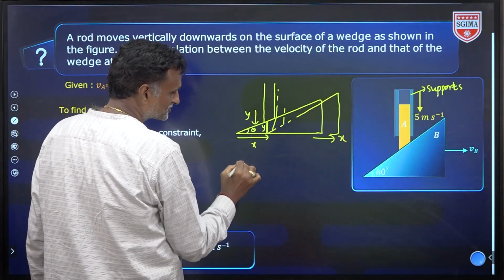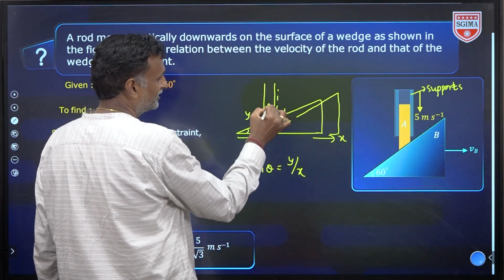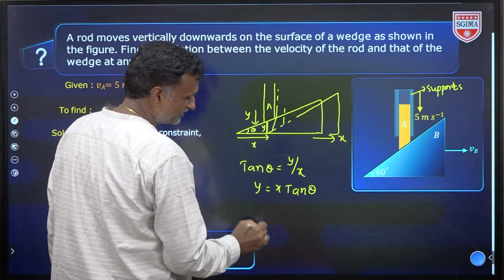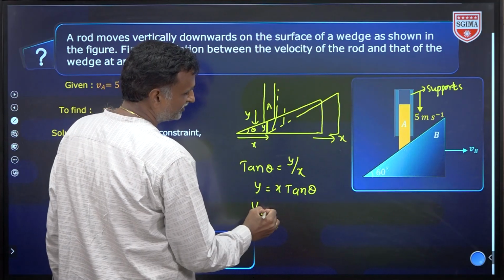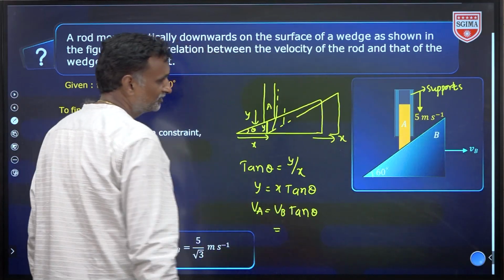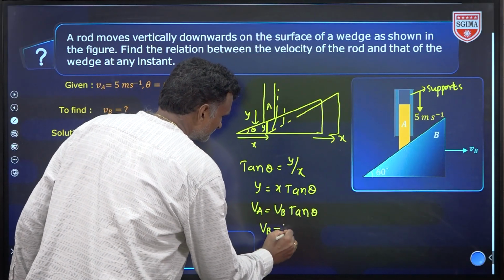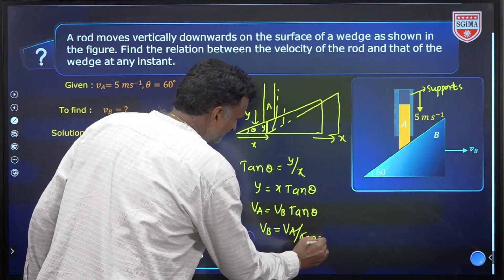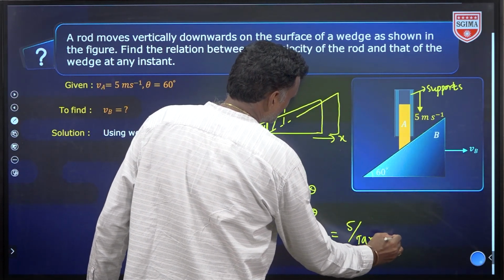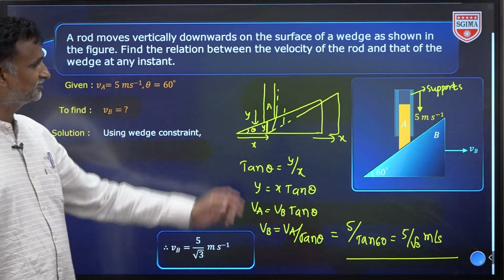So tan theta equals how much here? Y by x. Y is the distance covered by A. So y equal to x tan theta. Theta must be constant, and differentiating we get VA equals VB tan theta. Okay na? Actually VB only is asked. Right. VB equals VA by tan theta, where VA is given 5 and theta value 60. So finally 5 by root 3 meter per second. Like this we can get.